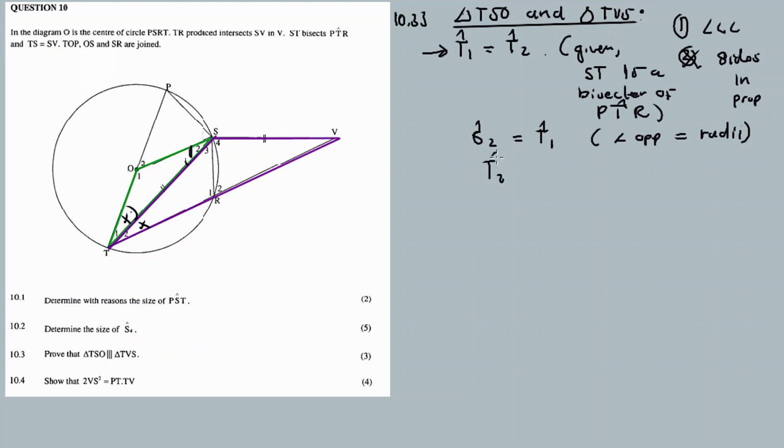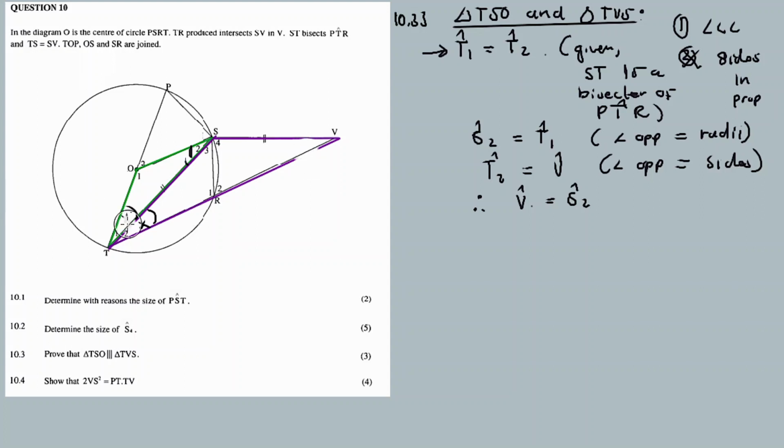Angle V is equal to angle S2. Angle opposite equal sides. Angle opposite equal sides. In other words, angle V is equal to S2, right?